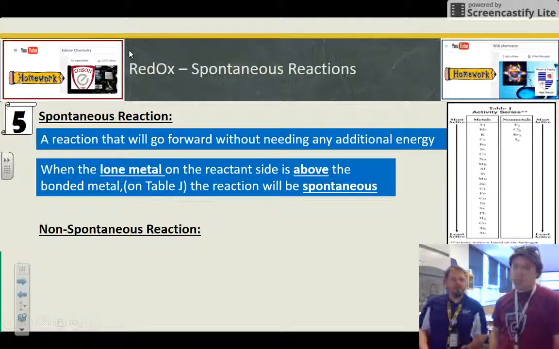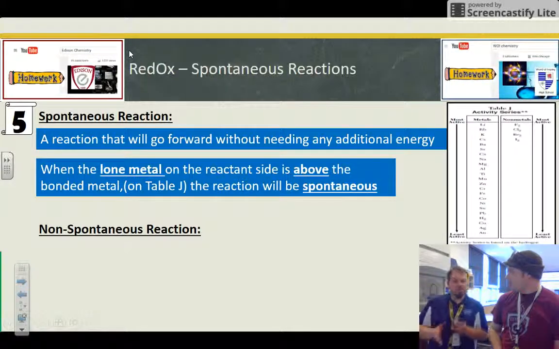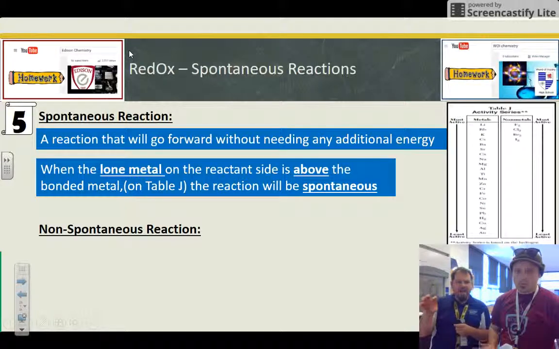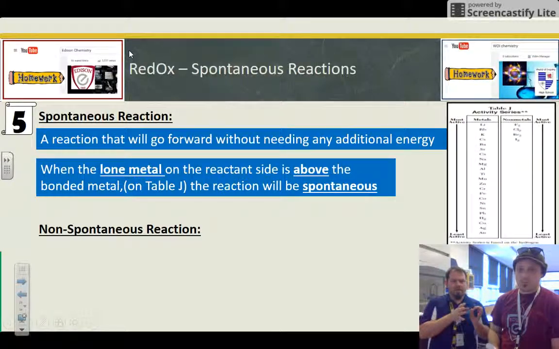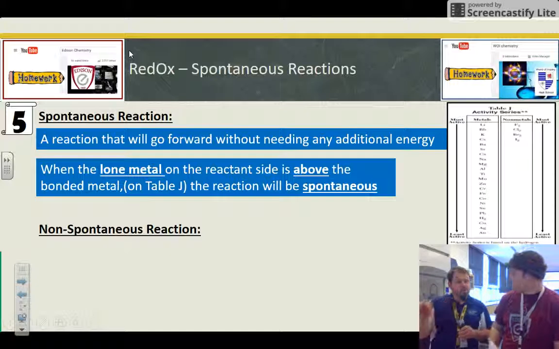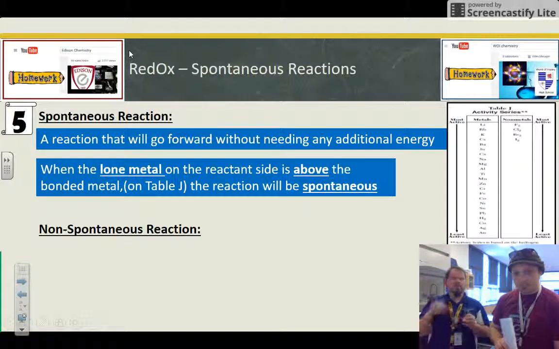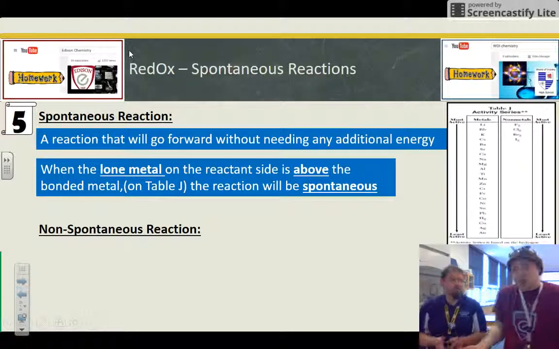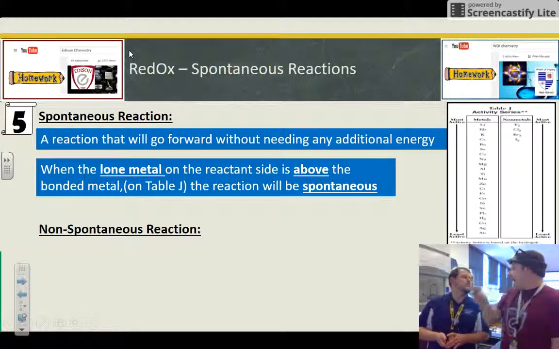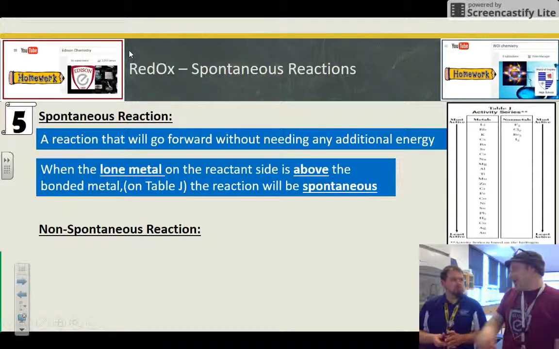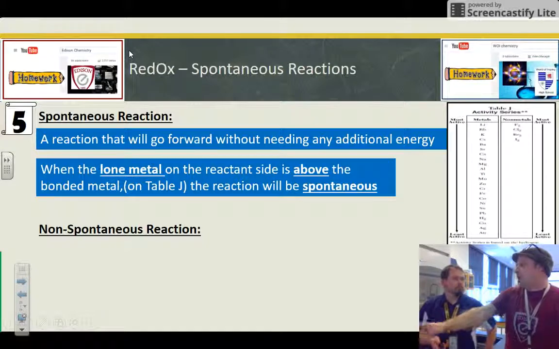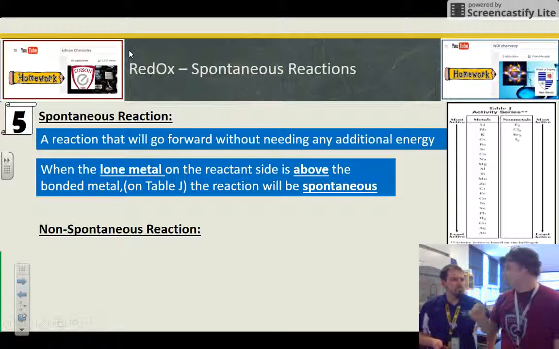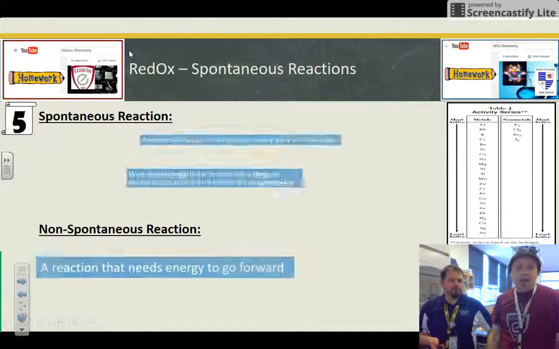For practical purposes, we have a single replacement reaction. You're going to have this lone metal and this compound. The rule is, if the lone metal is above the metal in the compound, then it is spontaneous. It's that simple. The lone metal is more active than the one in the compound, so it's going to kick that one out and say, hey, I want those anions instead of yours. Get out of here.